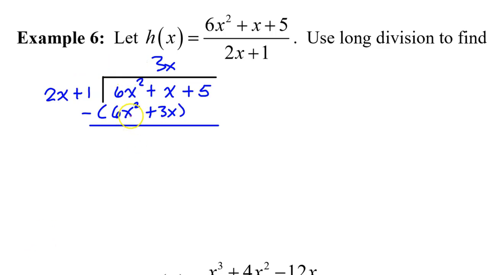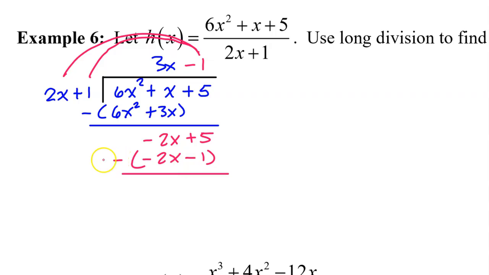The 6x squared cancels out. X minus 3x is negative 2x. And you still have the plus 5, so bring that down. Start over. Negative 2x divided by 2x is what? Well, that's negative 1. Now multiply. Distribute the negative 1 across the 2x plus 1. Negative 1 times 2x is negative 2x. These should always match. And then negative 1 times positive 1 is negative 1.